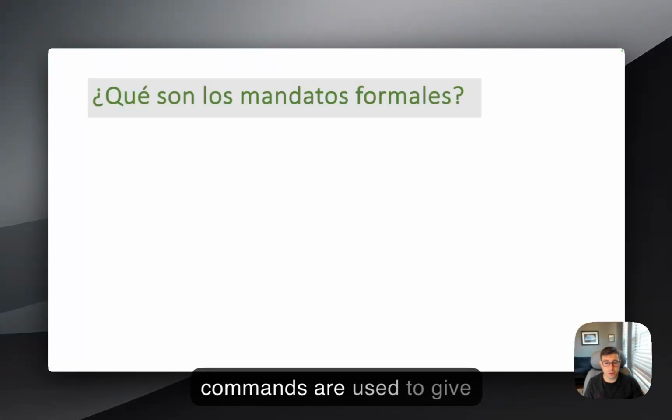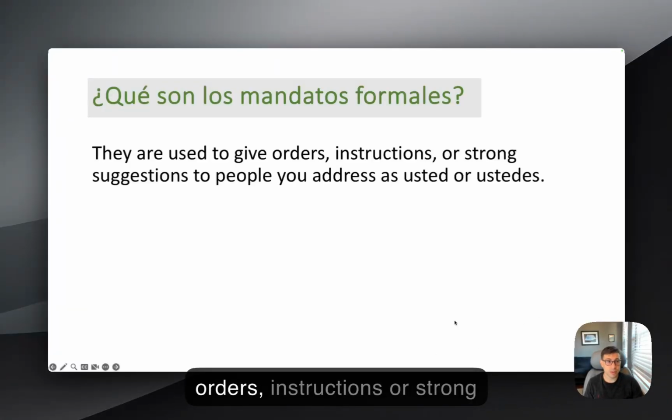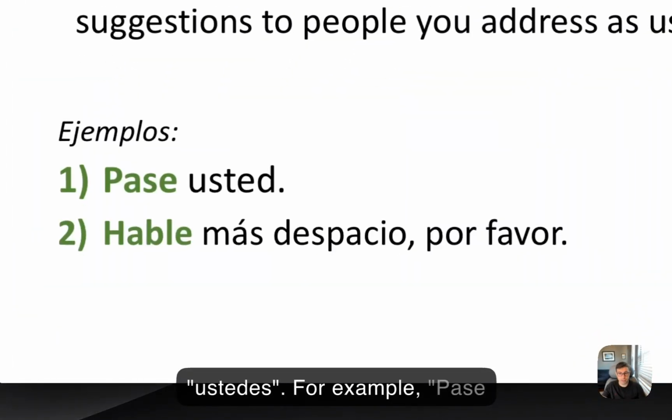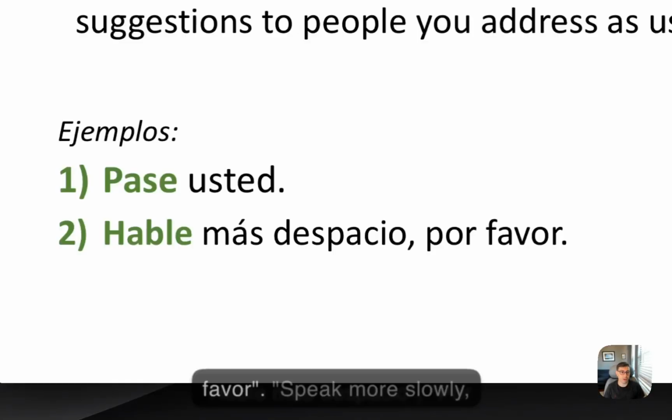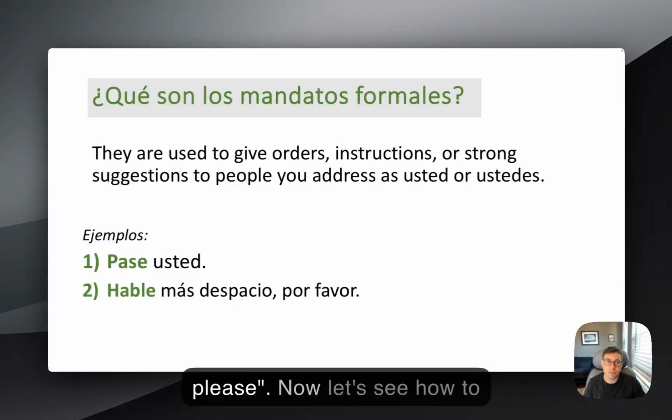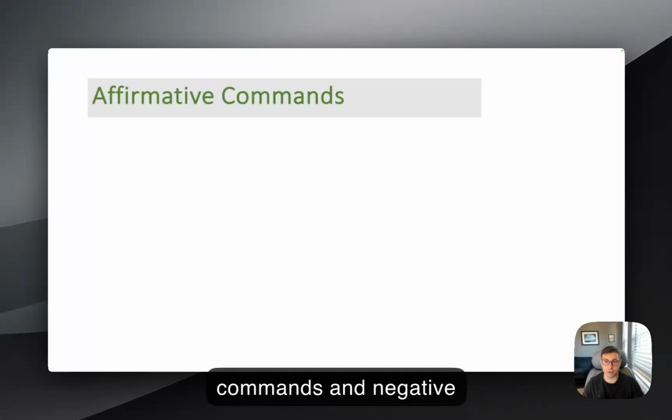Formal commands are used to give orders, instructions, or strong suggestions to people you address using usted or ustedes. For example, pase usted, please go ahead. Or hable más despacio, por favor. Speak more slowly, please. Now, let's see how to form them. We're going to learn how to form them as affirmative commands and negative commands.